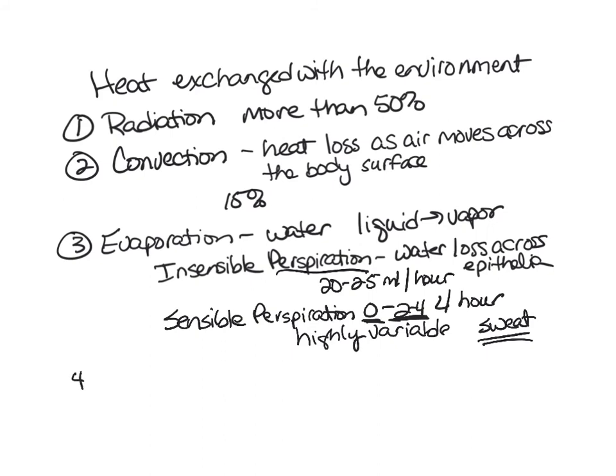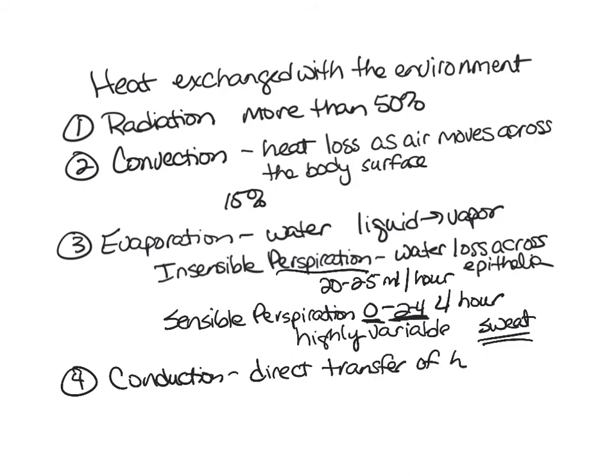The last type of heat exchange with the environment is called conduction. Conduction is a direct transfer of heat between objects. So, for example, if you sit on a cold chair, right, the chair is going to become warm and your butt's going to become cold. The heat transfers from you to the chair.